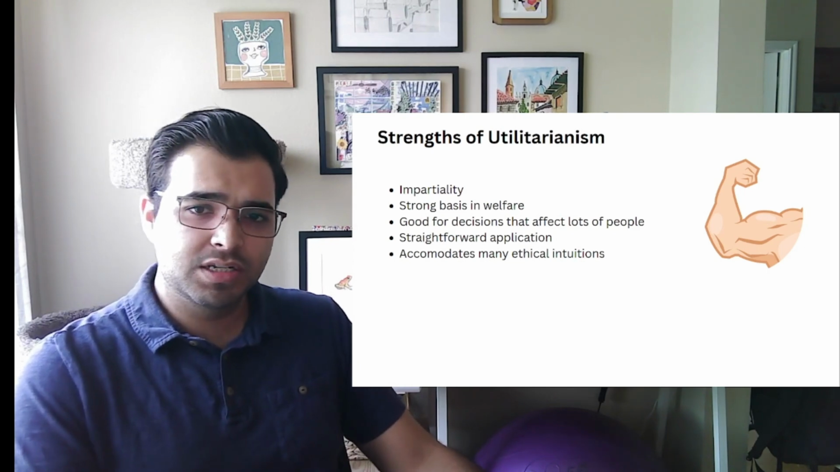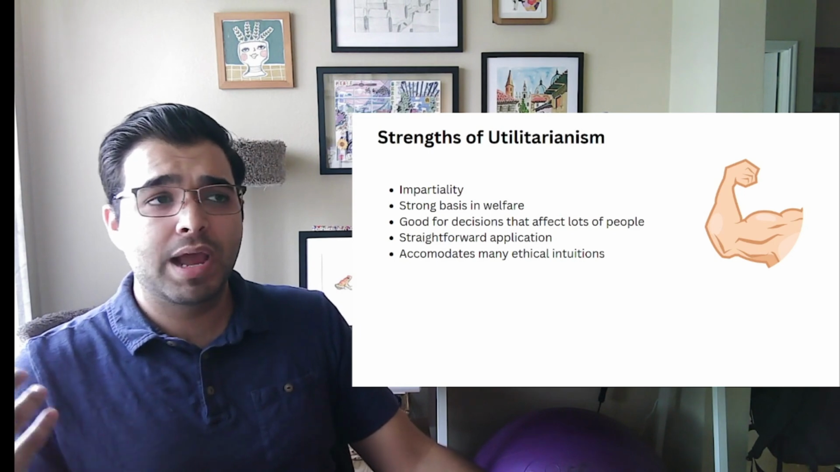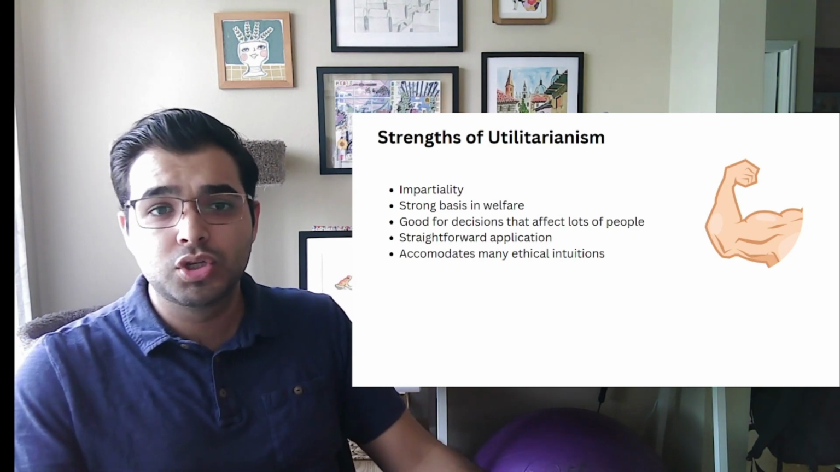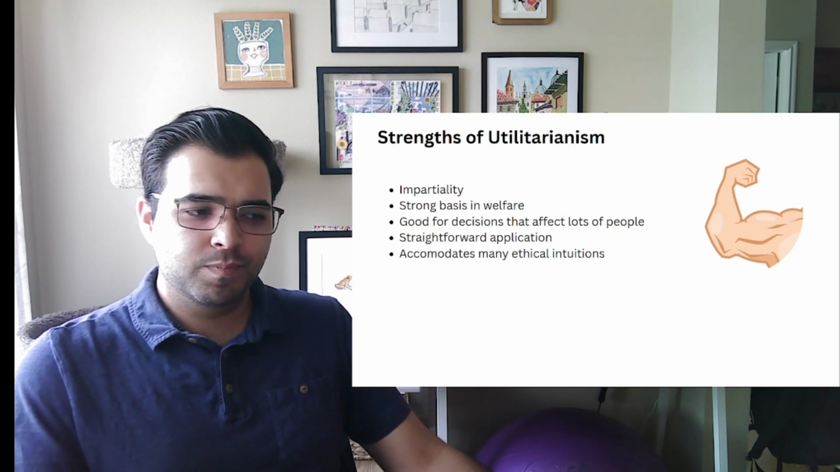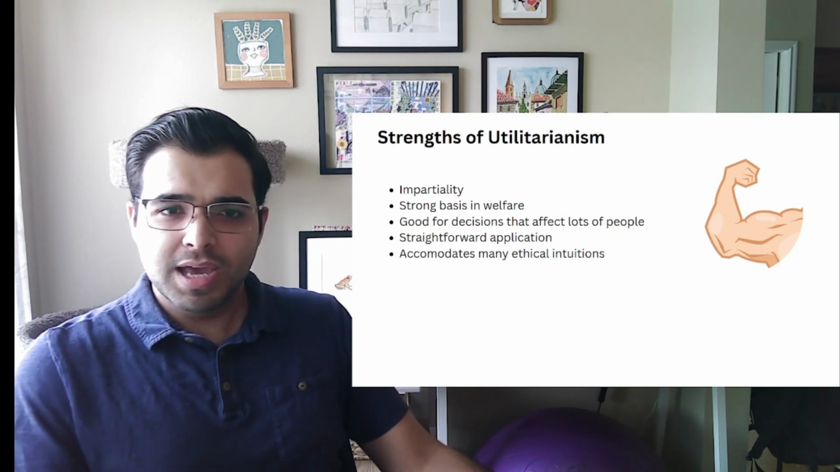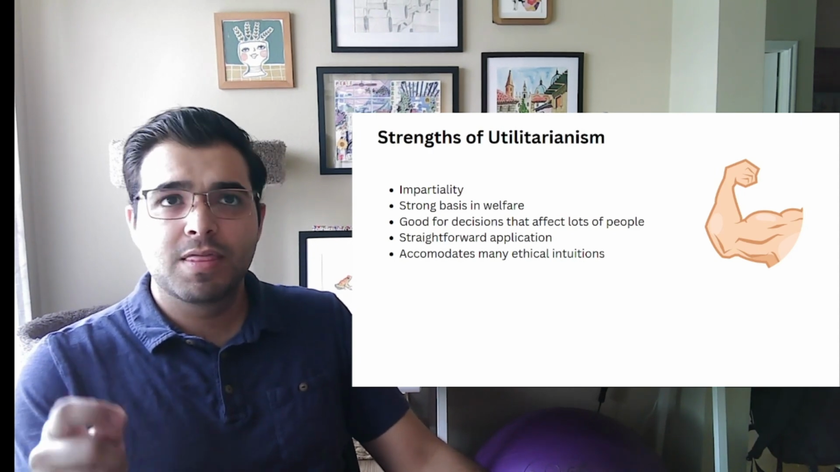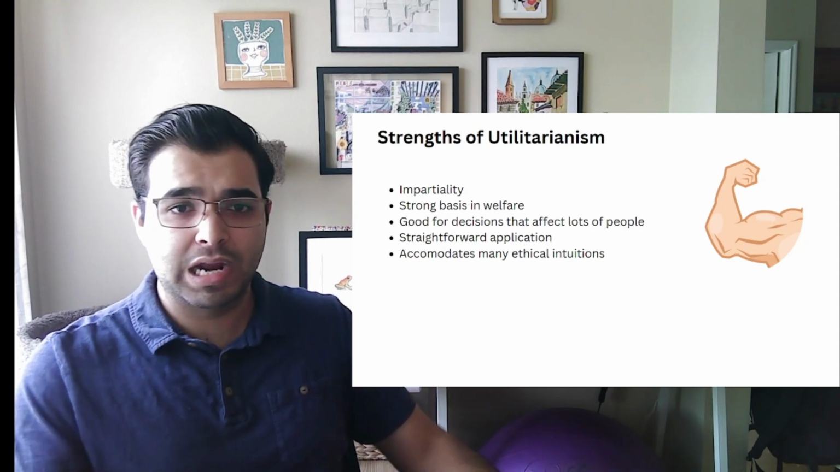And finally, utilitarianism can accommodate many ethical intuitions. Its outputs, right, what it suggests you should do in a scenario, is often kind of what our ethical intuition was in the first place, right? And this is important because, again, the output of a theory is not necessarily the right thing to do right off the bat.